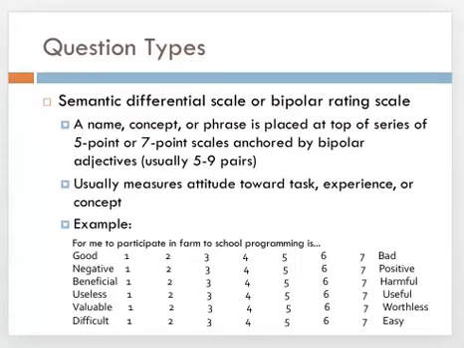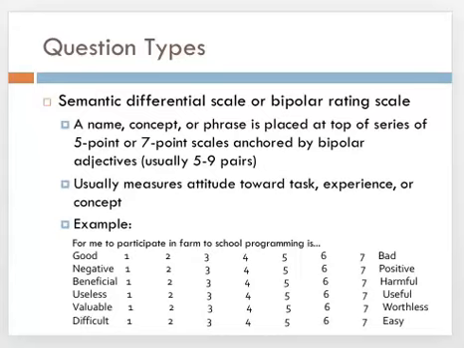Semantic differential scales are also known as bipolar rating scales. And you put down a name, a concept, a phrase at the beginning of the sentence, and then following it, you have a series of 5-point or 7-point scales that are anchored with bipolar adjectives, which means opposite. You usually pick 5 to 9 pairs, and these words are used to describe someone's attitude towards something, an attitude toward a task, an experience, or a concept.